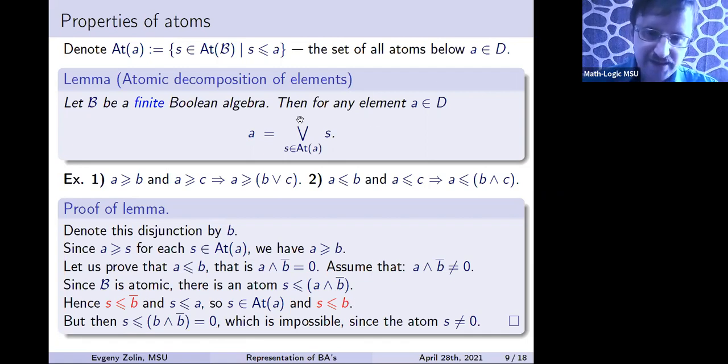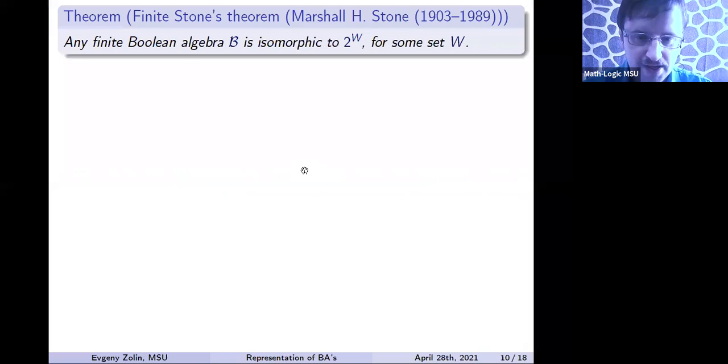And this is the key to the finite Stone's representation theorem. We can represent every element as a disjunction. So every element corresponds to the set of its atoms. The correspondence is given by this equality. So we are ready to prove the finite Stone's representation theorem. Stone is a mathematician, Marshall Stone, who lived in the 20th century. So we prove that every finite Boolean algebra is isomorphic to 2 to the power W.